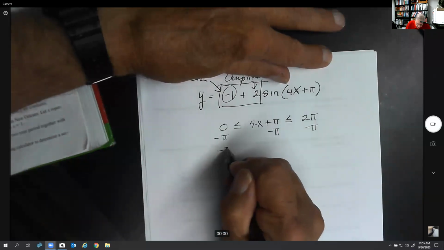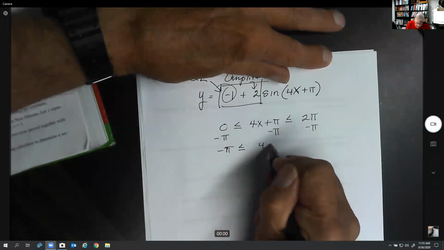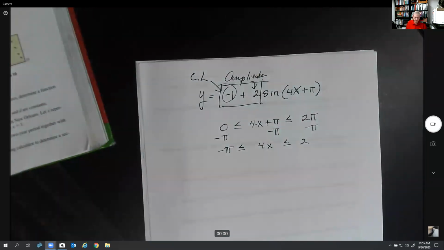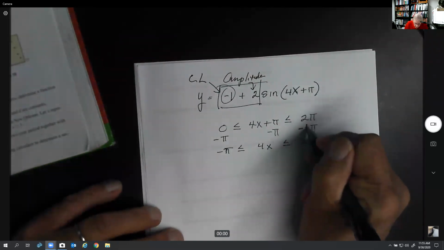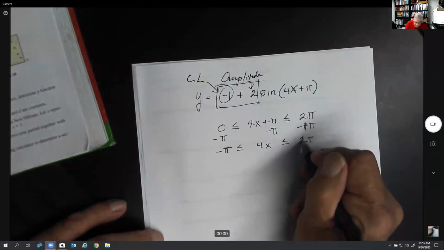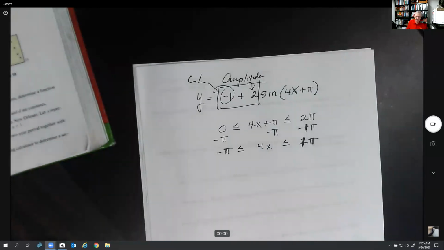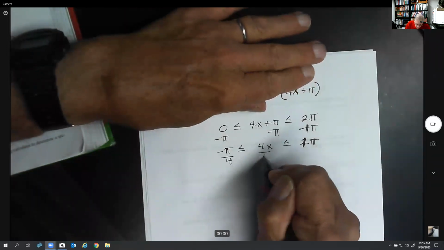Negative pi is less than or equal to 4x is less than or equal to 2 pi, because I'm taking away 1 pi. I almost thought about canceling out the pi's. This should be 1 pi. There we go, pi. Okay, then we're going to divide everything by 4.